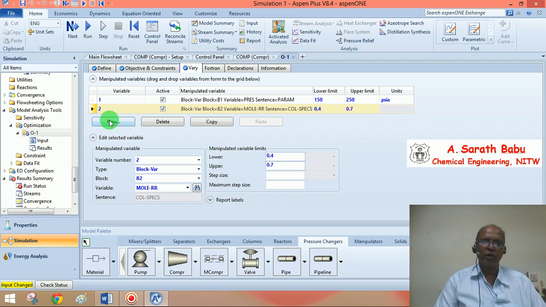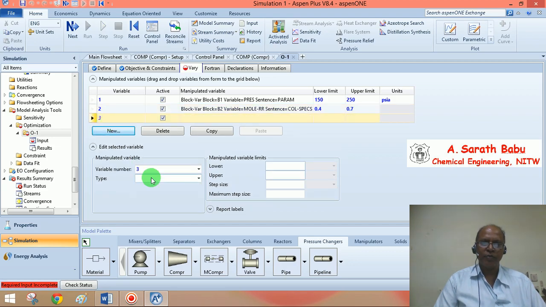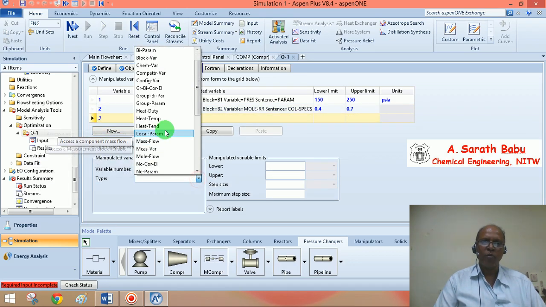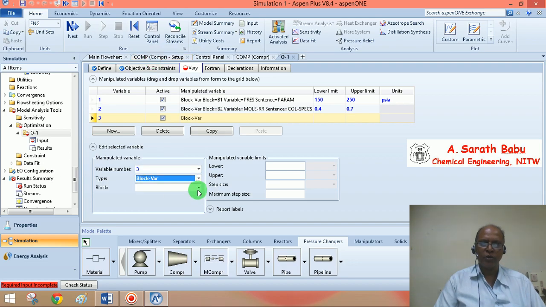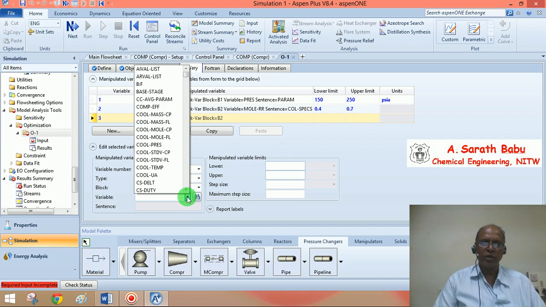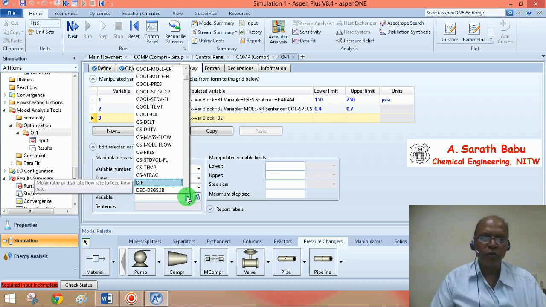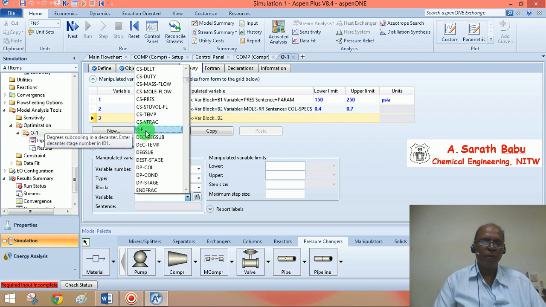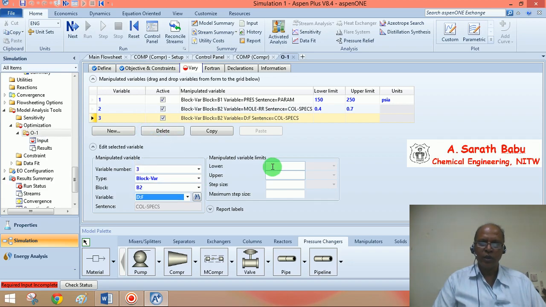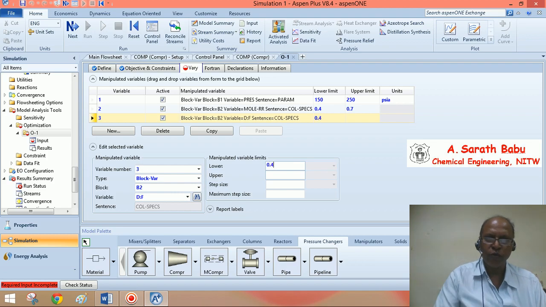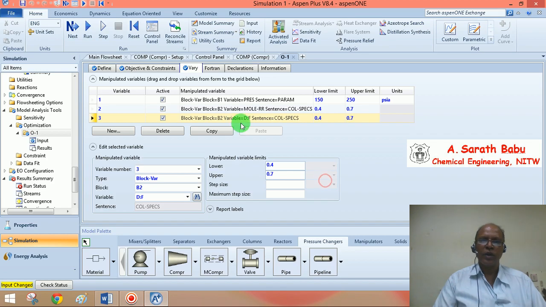Right? Next variable that you are going to vary is again a block variable as is given in the problem statement. Block is B2. Variable is distillate to feed ratio. Molar ratio of distillate flow rate to feed flow rate. This is also varying from 0.4 to 0.7. Now let us go ahead with this problem statement. Run the simulation.